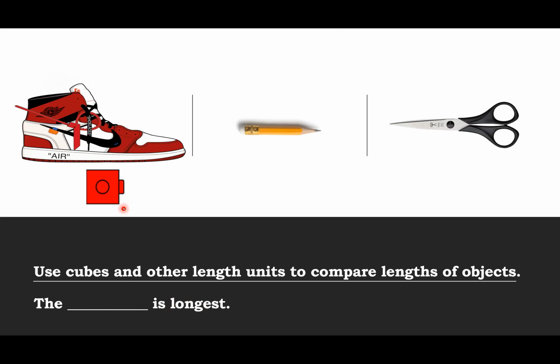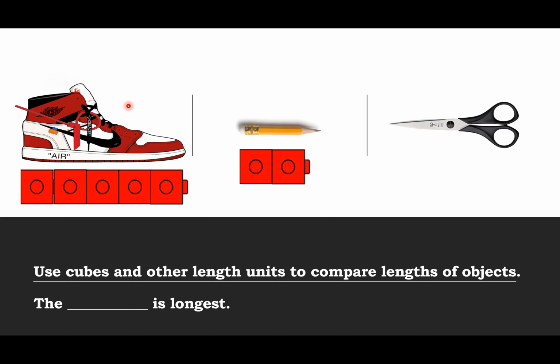Okay, so I will use the cubes and let's see which object is the longest. Now, let's place the cubes. 1, count with me. 2, this is number 3, 4, 5. So the shoe is 5 cubes long. Now what about the pencil? 1, 2, 2 cubes. And last, the scissors. 1, 2, 3, 4.